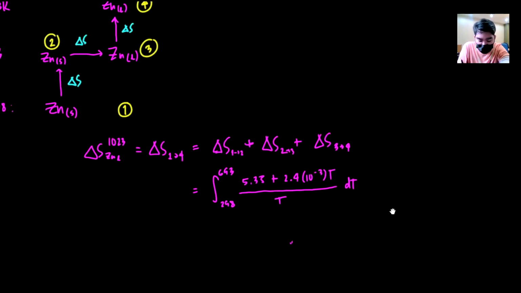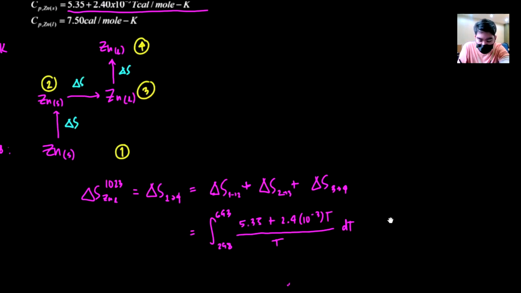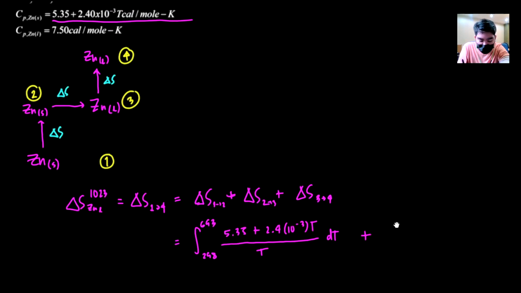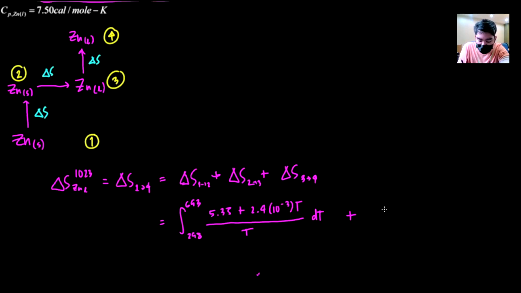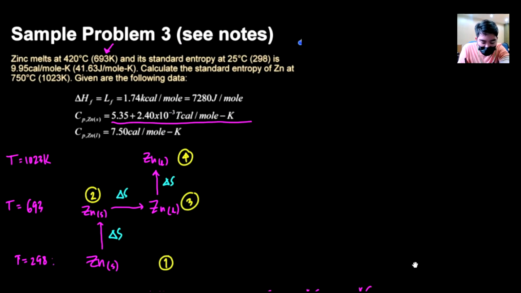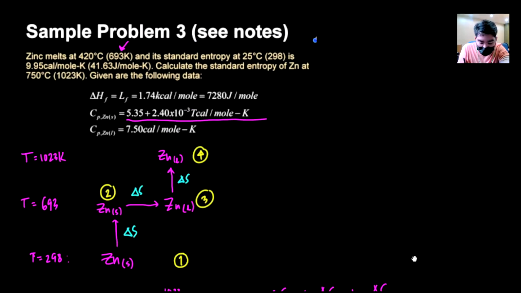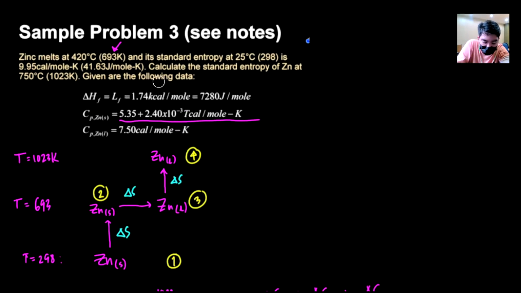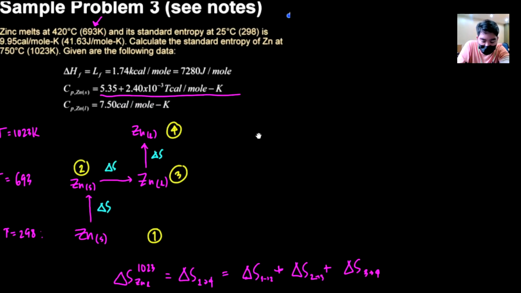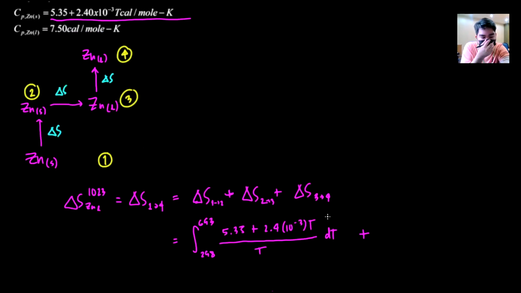Tapos, add natin si transformation naman. So, associated with transformation, latent heat. So we use the other form, which is just delta H of transformation divided by the transformation temperature. So let's input that. Dito nakalagay, the delta H of transformation or the latent heat of fusion is equal to 7180 joules. So when we say fusion, it usually means from solid to liquid. That is the heat of fusion.